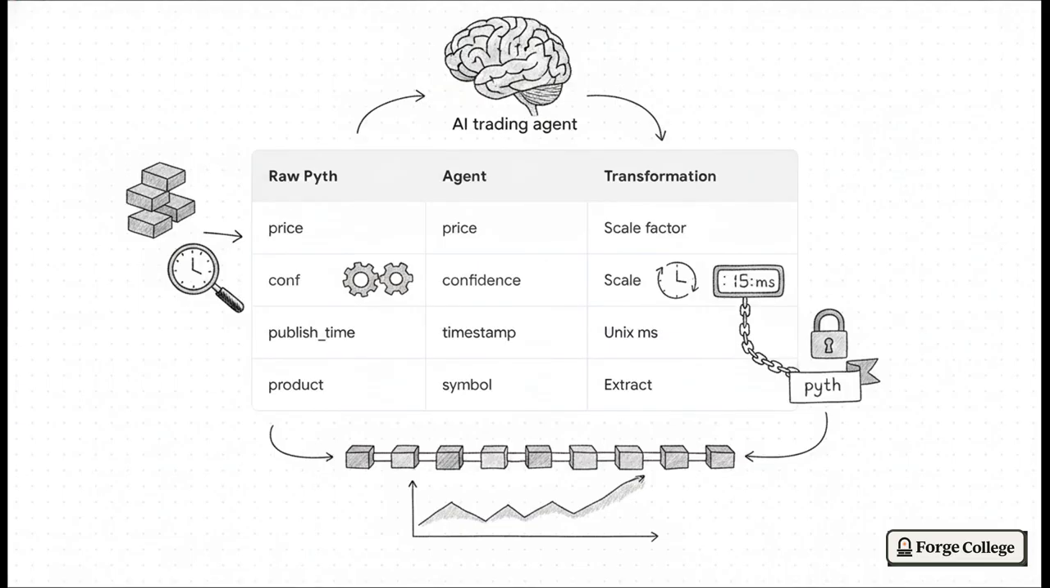Pyth gives us a price as an integer plus an exponent. We simply apply a scale factor using that exponent to get a normal decimal price. We do the exact same thing to scale the confidence interval. Then we convert the publish time into standard Unix milliseconds. And finally, we extract the symbol from the product account while firmly setting our source tag as Pyth.